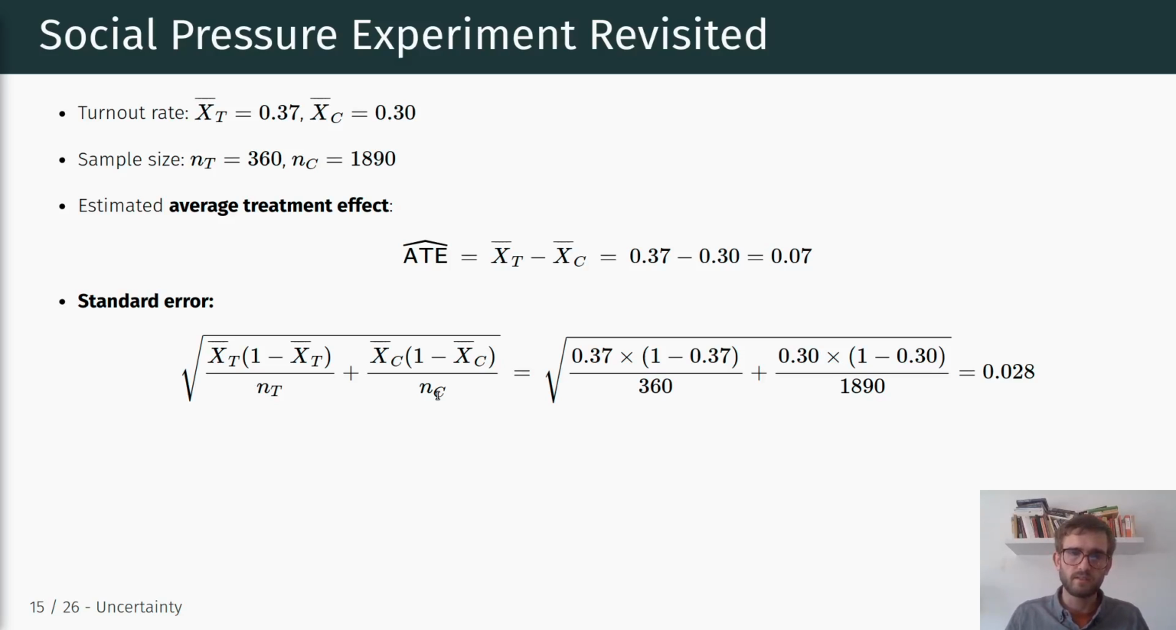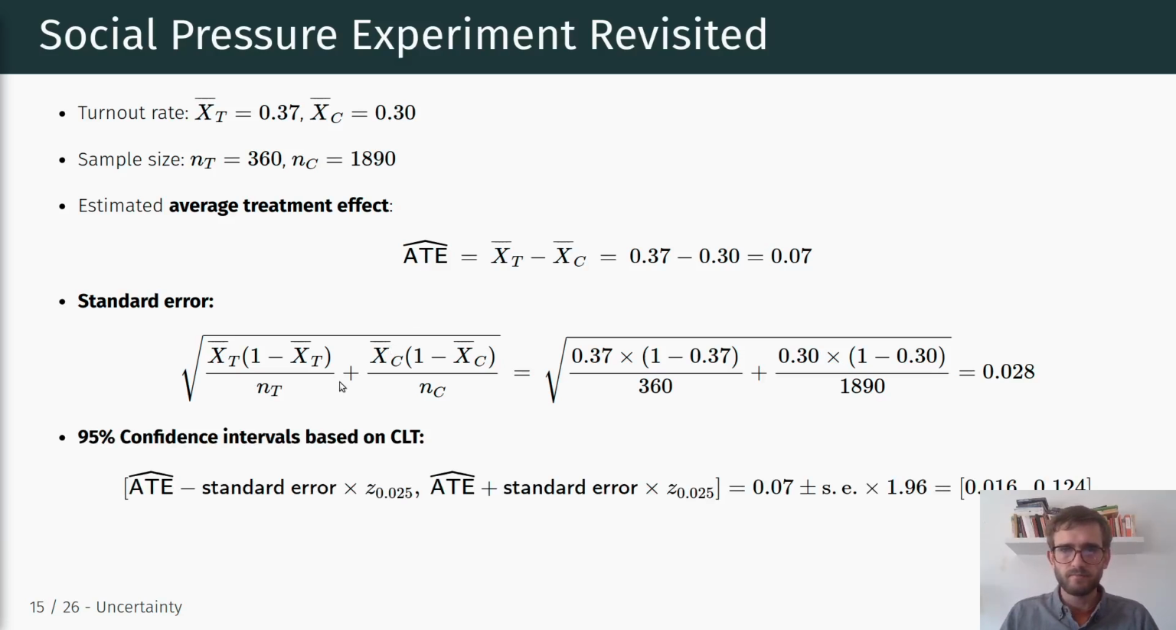So this is not the standard deviation of our x_t or x_c, this is the standard deviation of x_t bar and x_c bar across hypothetically repeated sampling procedures. That's what the standard error describes. It describes the uncertainty around repeated sampling. We plug in our sample sizes and our proportions, our x_t bars and x_c bars, to get a standard error of 0.028. And again, this standard error is the average deviation in the estimated average treatment effect across repeated samplings.